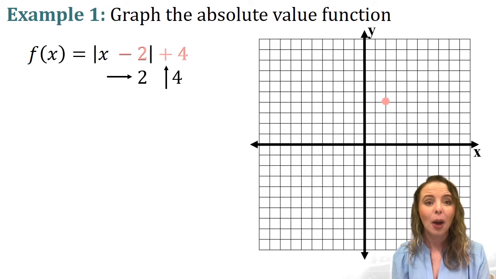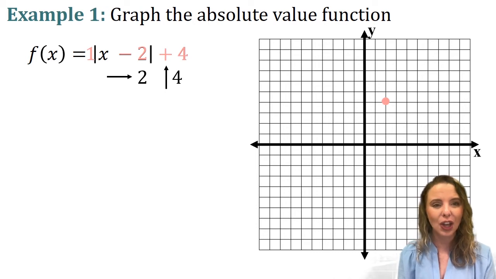Now, we need to get the rest of our points, right? We need to be able to continue to establish this shape. Well, there's an understood 1 in front of our absolute value bar. That can be treated as our slope. So from our vertex, we are going to go up 1, right 1, and then go up 1, right 1 again.